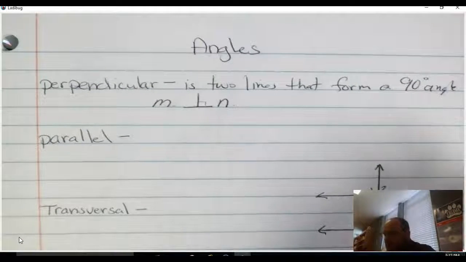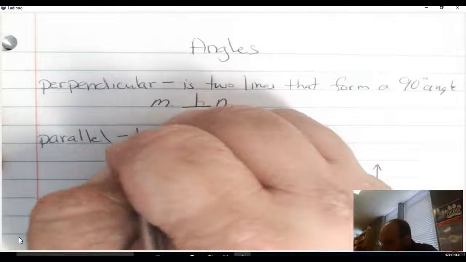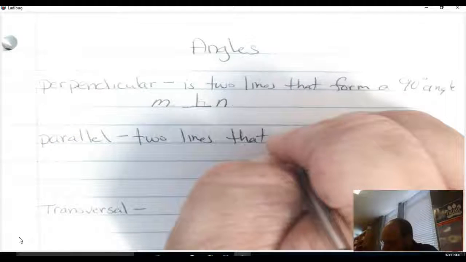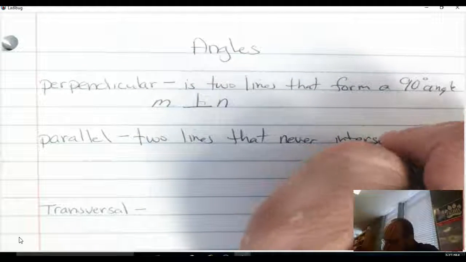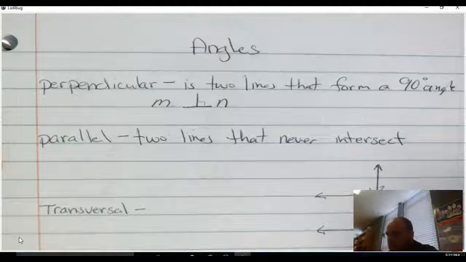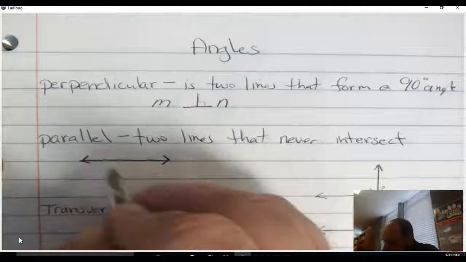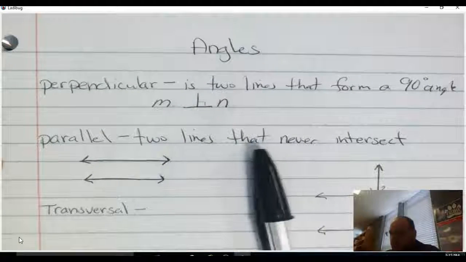Okay. So now we have parallel. Parallel. These are two lines that will never intersect. Intersect means to cross or meet. All right. So what does that look like? Well, it's a line that's like these blue lines on this paper. These blue lines are parallel to one another.